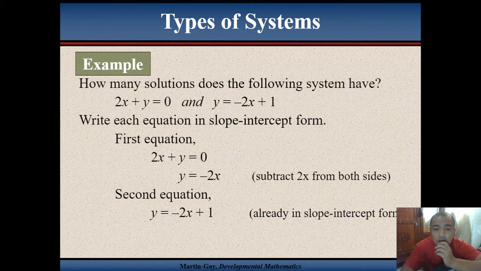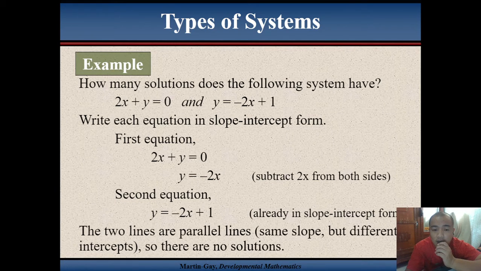As you can see, they have the same slope, which is negative 2. So the lines are parallel. The two lines are parallel, same slope but different y-intercepts. So there are no solutions. There are no solutions because they are parallel lines.